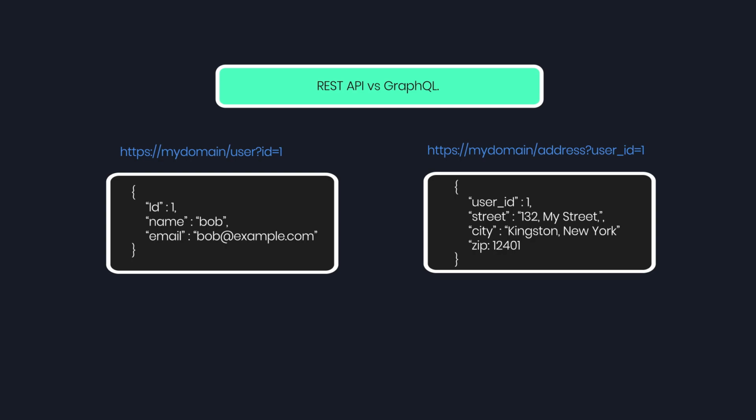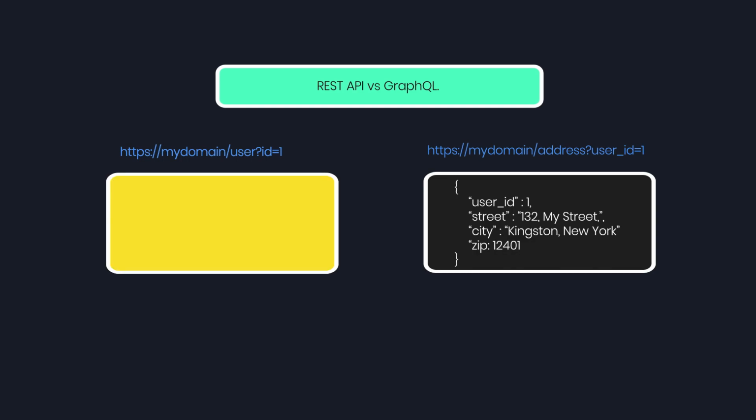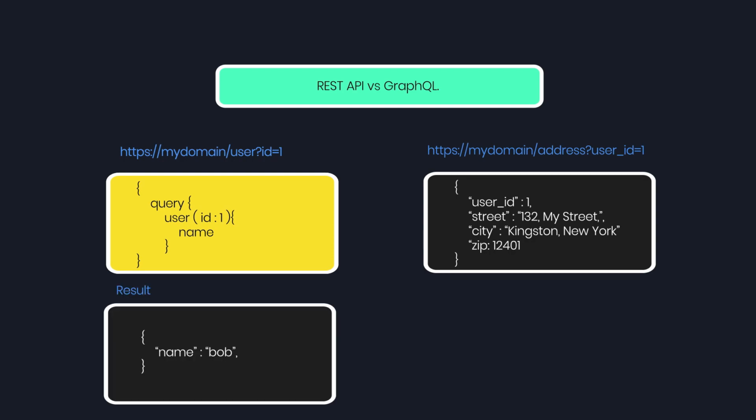Now suppose you want the user ID 1 with a name field. Then you can simply make a GraphQL request like this. You will have a GraphQL object, and inside it, you specify the ID 1 of the user collection. I want only the name from the user. This will return a response with what I want. GraphQL will not return the unnecessary data with this response.